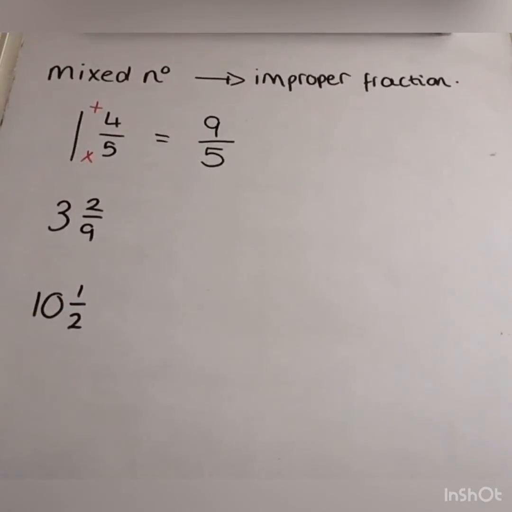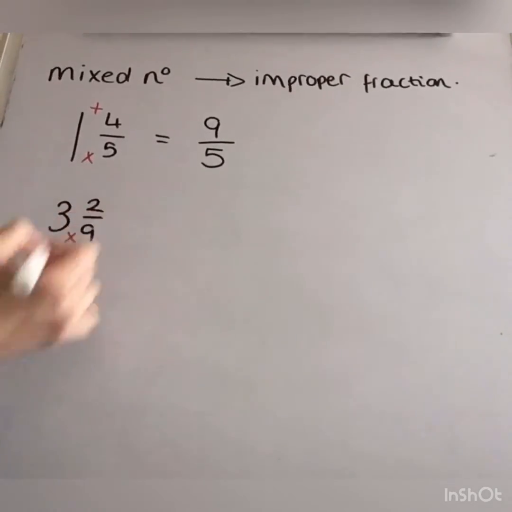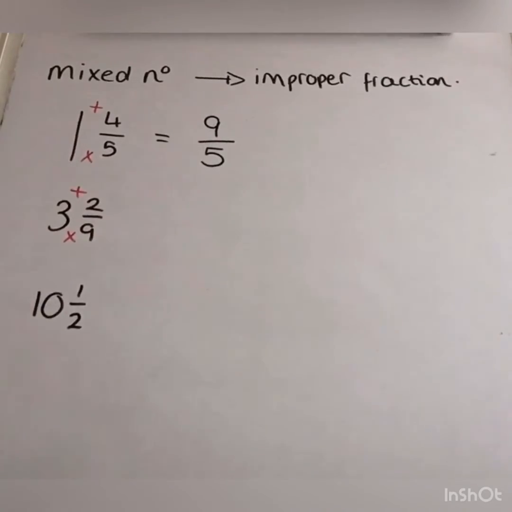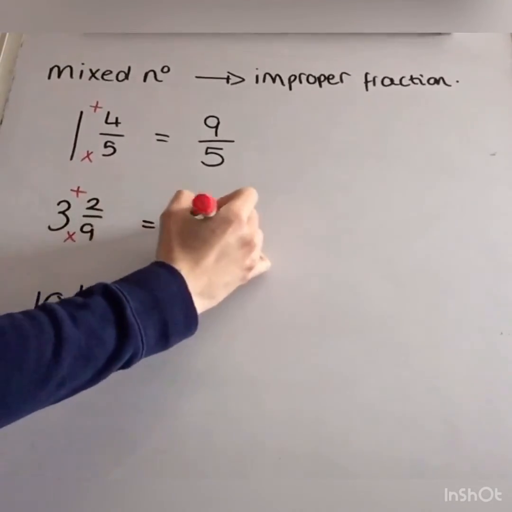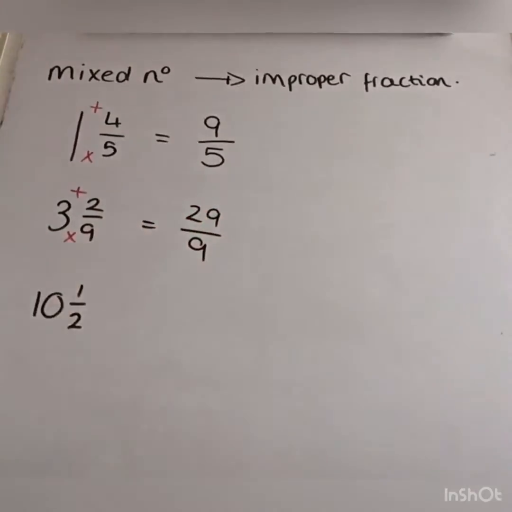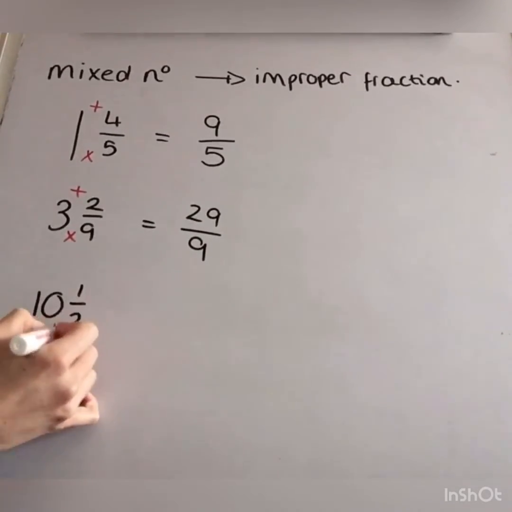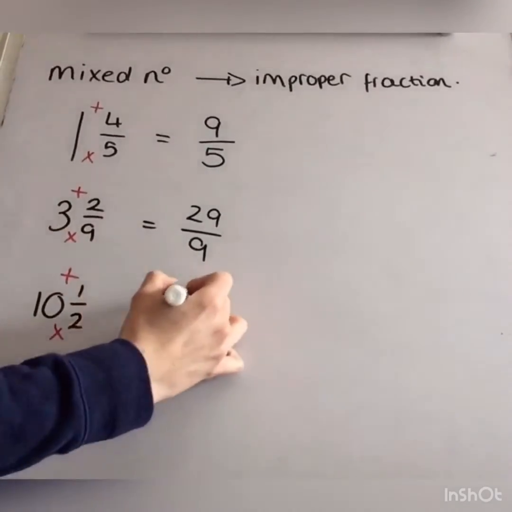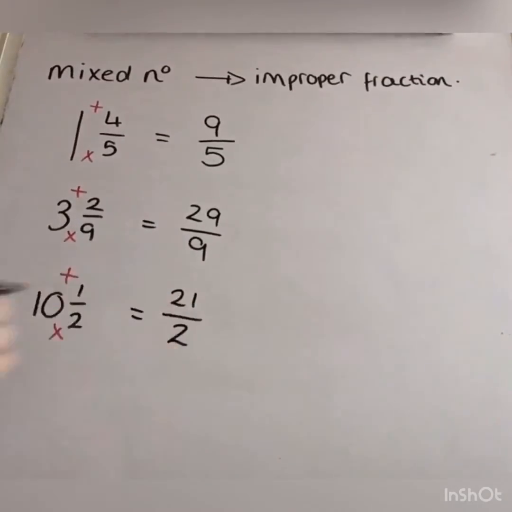So let's have a look at the next one. We do 3 times 9 is 27. 27 add 2 is 29. And it goes back over the 9. And then this last one here, 10 times 2 is 20. 20 add 1 is 21 over the 2.